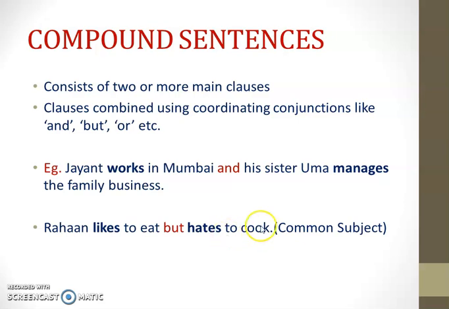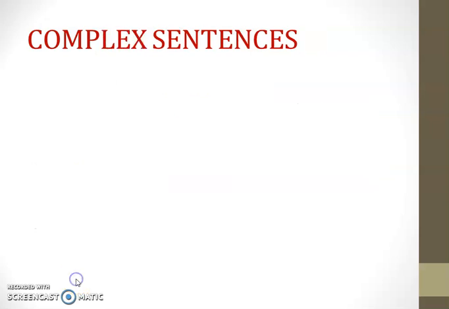Doesn't mean that the second clause doesn't have a subject. So "Rahan likes to eat" is the first clause. "Rahan hates to cook" is the second clause. Both of them are combined using the coordinating conjunction "but". So compound sentences can also follow this format with an implicit or common subject.